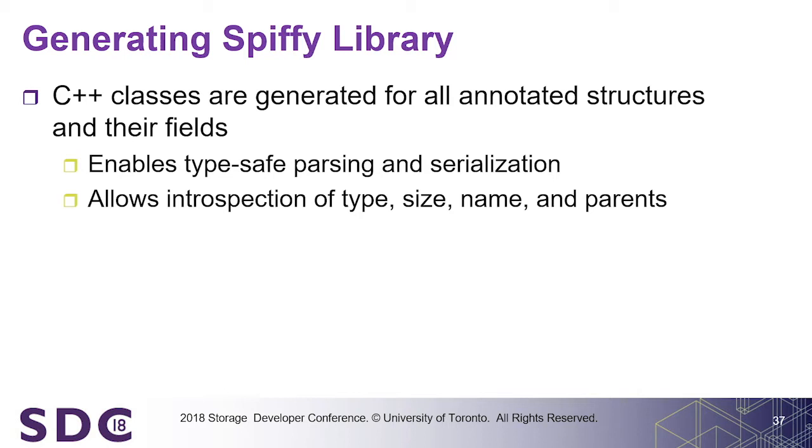The generated Spiffy library contains a C++ class for every annotated structure and its fields. This allows us to implement type-safe parsing and serialization. It also allows us to introspect each structure and its fields to get their types, size, name, and parents.